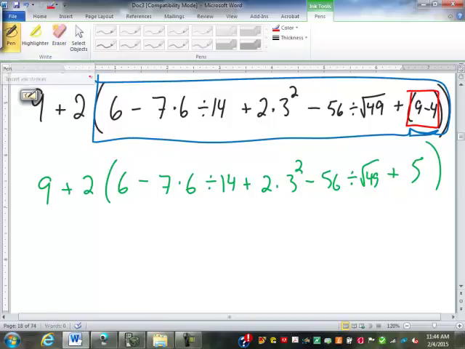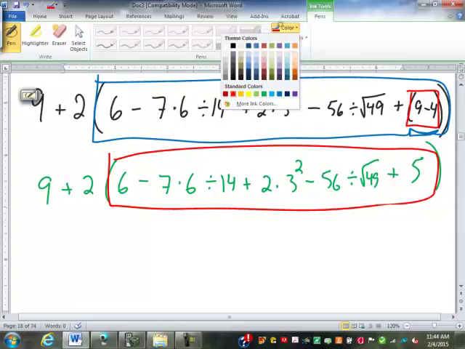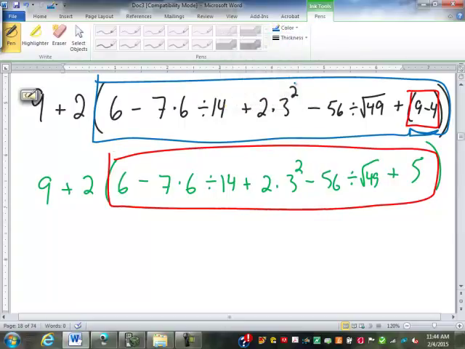So now I am back to working in this larger set of parentheses. In there, I'm still going through my levels of priority. Are there any other enclosing symbols? Well, no, not really. Second, are there any exponents, powers, or roots? And yeah, there's one of each. So we go left to right.